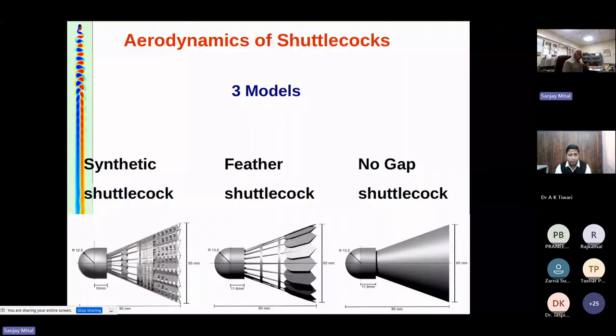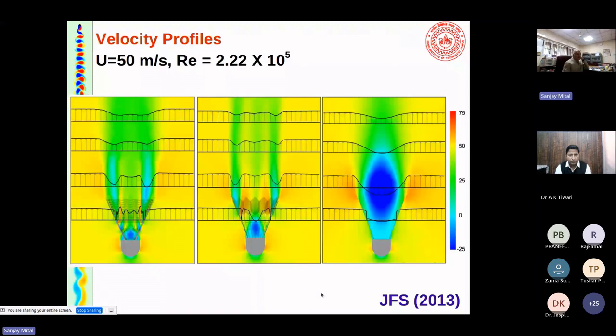I asked one of my very bright students several years ago to make these models. So they made these AutoCAD models for a nylon shuttlecock and a feather shuttlecock, and then I asked them to also make a shuttlecock which has no gaps in it. So it's just a frustum of a cone, but hollow inside. They put a mesh around it, did some CFD, and this is what they got: nylon, feather, and the one with no gaps. Of course, this is a bluff body, so it has a very large wake, and you can see the wake of the other two.